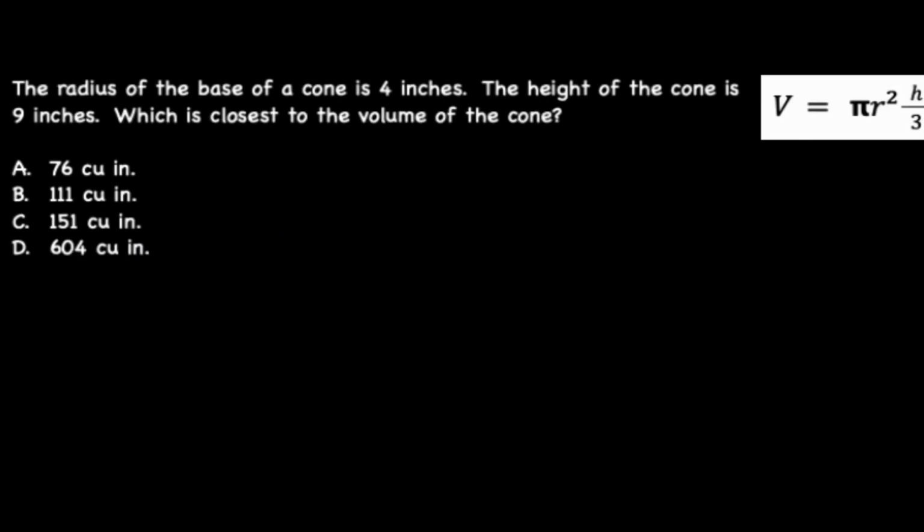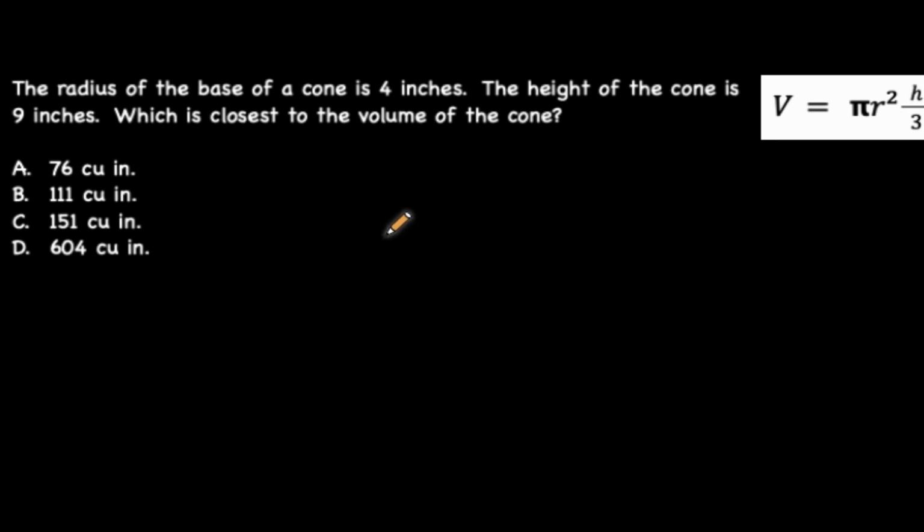Okay, so we have this question here, which is closest to the volume of the cone. I'm looking at the word closest, so I know that it's not going to be exact, and there's some rounding going on. So let's finish reading the problem. The radius of the base of a cone is 4 inches. The height of the cone is 9 inches.